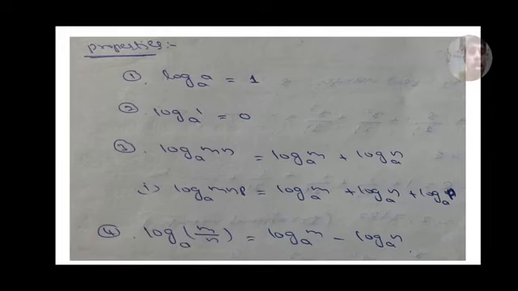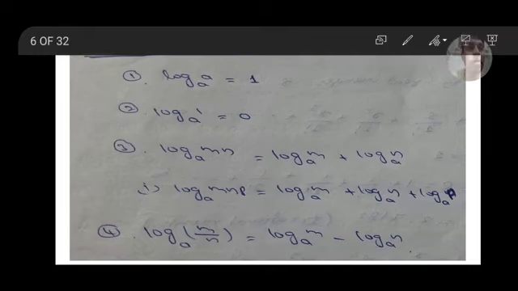Properties of logarithms. We have certain properties. We have to remember these properties. Based on these properties only, we will do the problems. First property, log a to the base a equal to 1. Already we discussed in the example. Log a to the base a means the logarithm of a number to the same base equal to 1, and log 1 to the base a equal to 0. Logarithm of 1 to any base a will be 0.